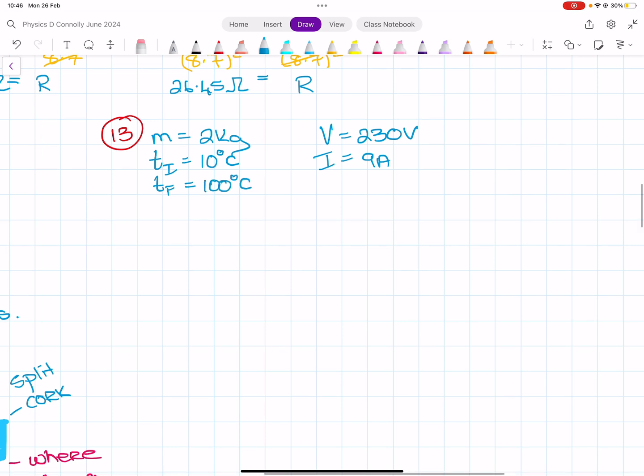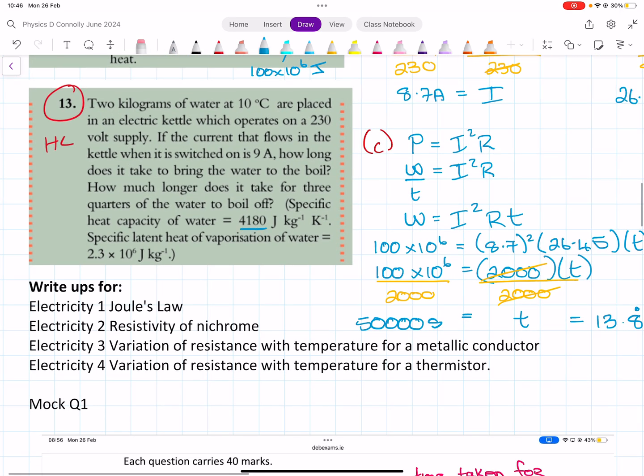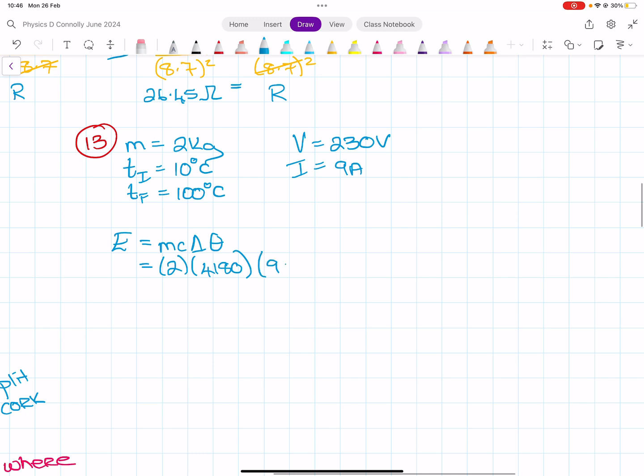Okay, so the final temperature, if we want to bring it to the boil, is 100 degrees Celsius. So the energy required, Q, whatever. The energy required to do that is m c delta theta. So it's going to be 2 by its water, so 4180, and then the change in temperature is going to be 90. That's 752,400 joules.